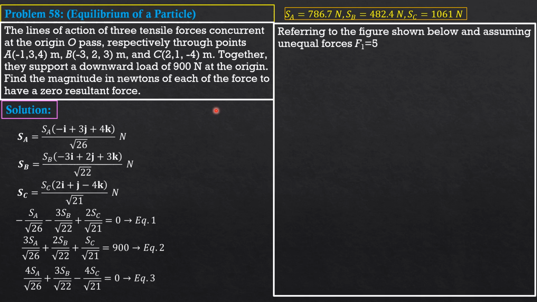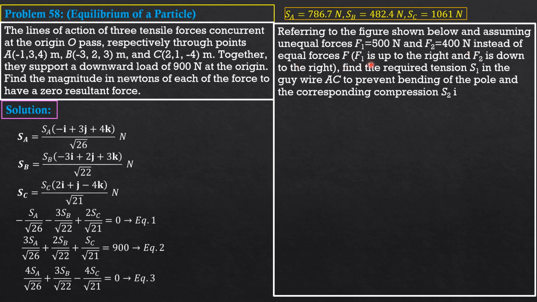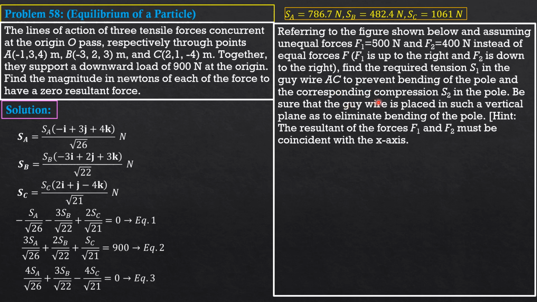Now for your part, referring to the figure shown below and assuming unequal forces, F1 equals 500 and F2 equals 400 newtons instead of equal forces. So F1 is up to the right and F2 is down to the right in the figure. Find the required tension S1 in the guy wire AC to prevent bending of the pole and the corresponding compression S2 in the pole. Be sure that the guy wire is placed in such a vertical plane as to eliminate bending of the pole. So I give you the hint, although it's not given in the original problem, so that you can analyze this and answer this.